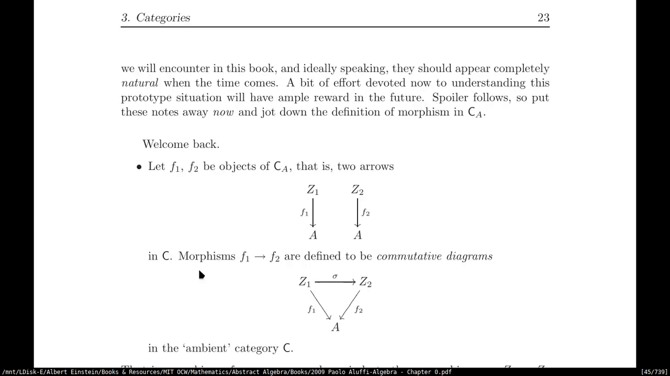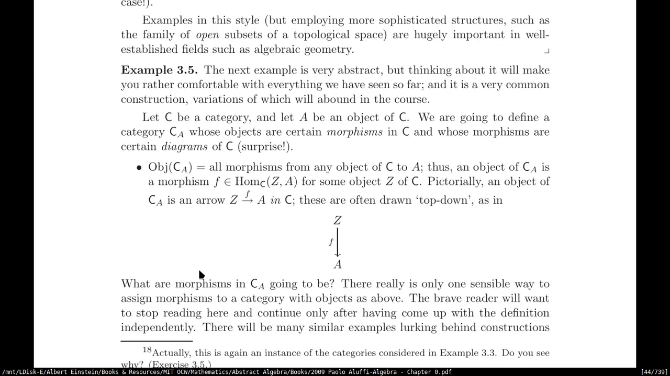So now we're trying to make diagrams of these categories, right? So we have a category again, and we have an object A of this category. Now you're going to define category CA, whose objects are certain morphisms in C, and whose morphisms are certain diagrams of C, right? So this category is made up of objects which are morphisms.